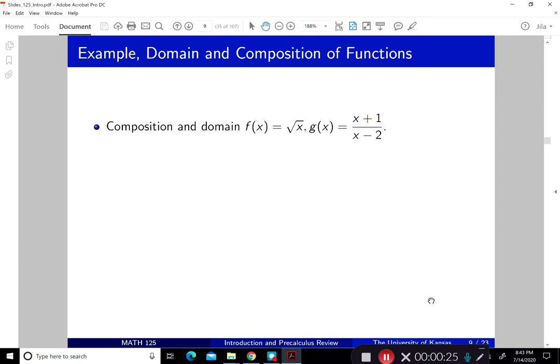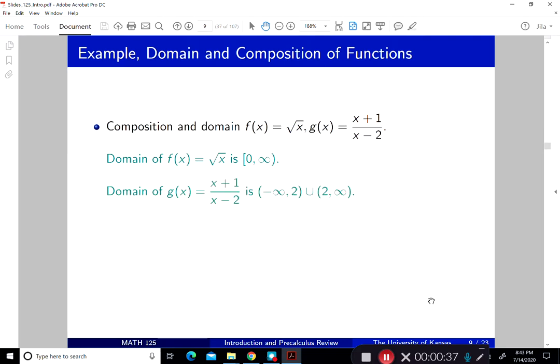The first thing is we're trying to find a domain of f of x. F of x is square root of x. Therefore, the domain is 0 to infinity and 0 included. What about g of x? G of x is a rational function. So where the denominator is 0 has to be excluded. That gives you negative infinity to 2, 2 not included, union with 2 and infinity. So 2 intervals.